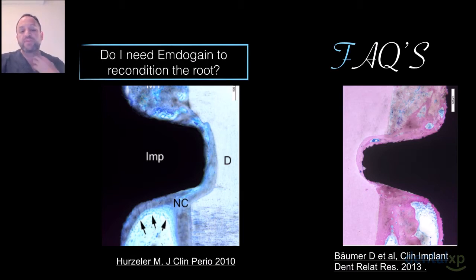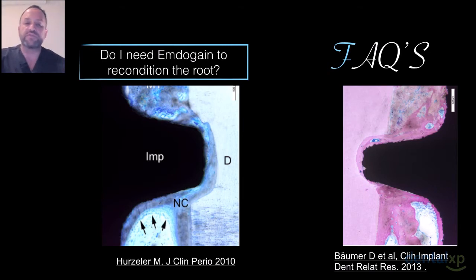Now, if we look at the Baumer study, which also, funnily enough, includes Otto Zuhr and Oliver Menzel, so it's all the same group. The next study they did in 2013 with histology, they didn't use Emdogain. And if you have a look at the micrograph again, it's a similar one, it's the same one we used before. You can actually see that they formed bone around the implant. And I think what we're looking for, rather than new cementum, we're looking for bone.